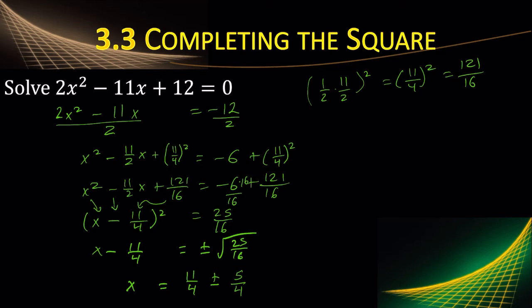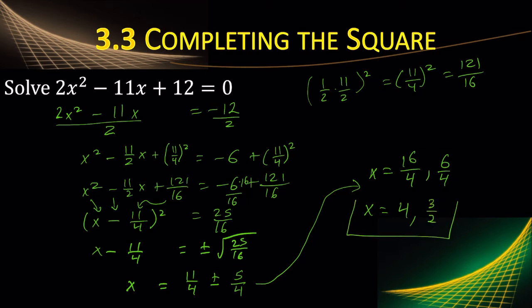Hey, these are just regular fractions. I could simplify that. So if I add, I'll have 11 plus 5 is 16. When I subtract, I'll have 11 minus 5, which is 6. Well, those could be simplified. 16 over 4 is 4. 6 over 4 reduces to 3 halves.